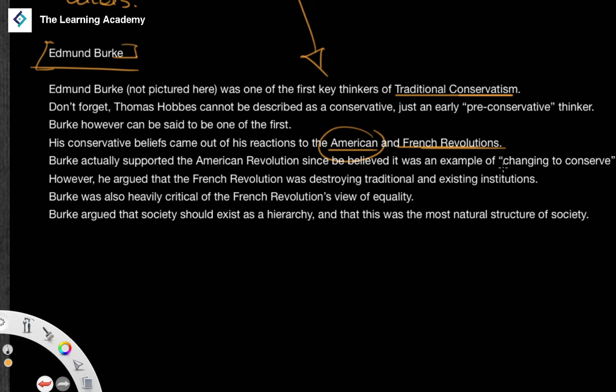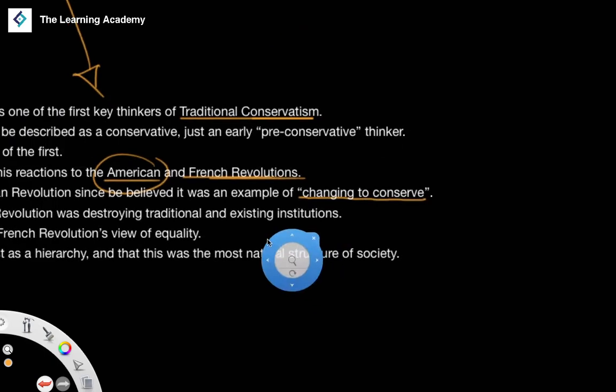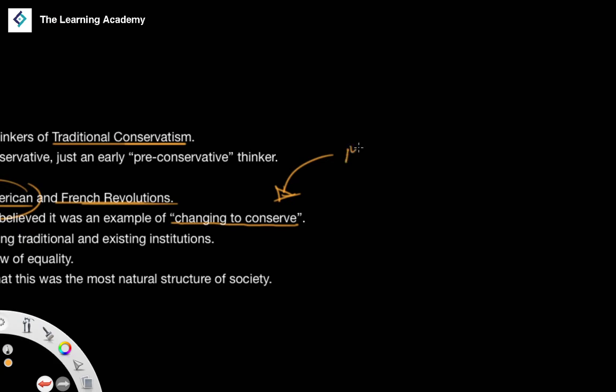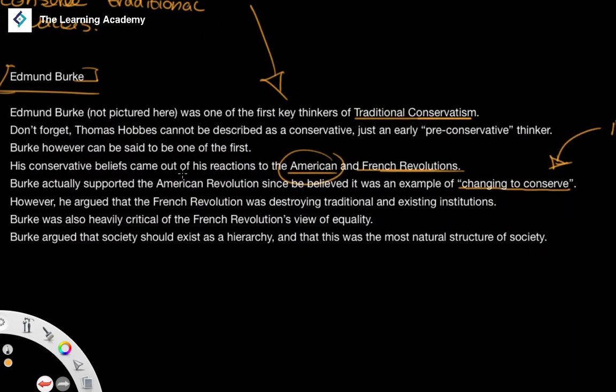He believed it was an example of changing to conserve, because he believed that the fundamental freedoms of man existed before the concept of monarchy. So I'm just going to write that here. This is not a quote from Burke, this is just me summarizing. We've got man before monarchy. So this is the conceptual belief that the monarchy, i.e. the English monarchy, George III, his will did not outrule that of the freedoms of the American colonists, and so the revolution itself was an example of changing to conserve. So this is one of his ideas.